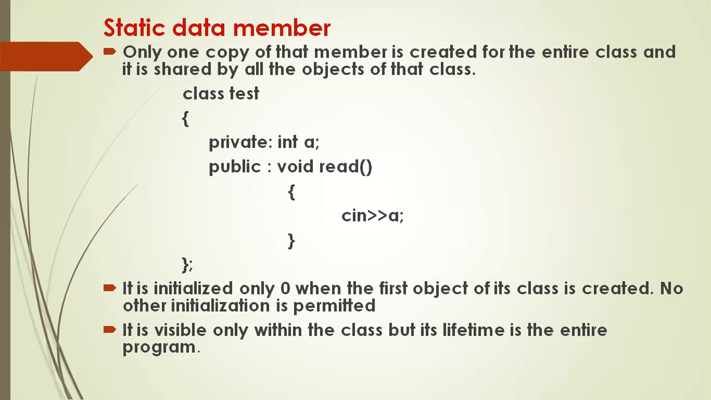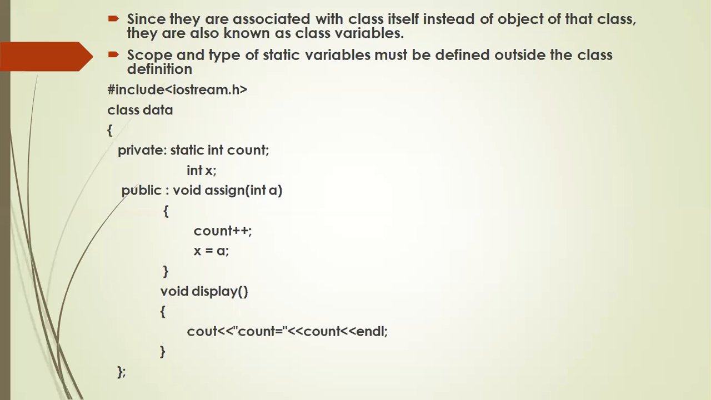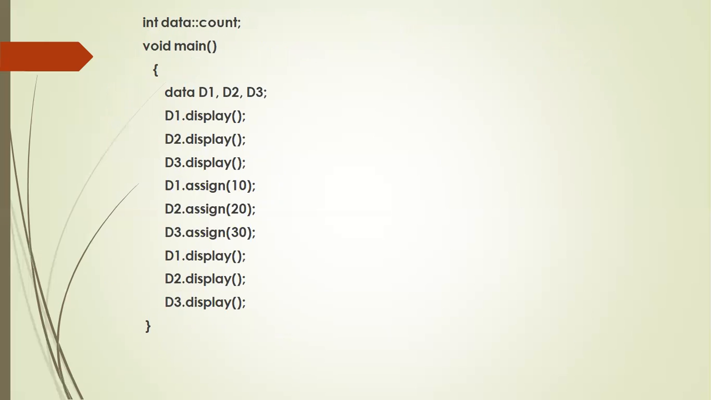So the complete output for this function will be: when you call the display function the first time with D1, D2, D3, it will be 0, 0, 0. And when you assign, D1 dot X becomes 10, D2 dot X becomes 20, D3 dot X becomes 30. When you call the display function again with D1 dot display, D2 dot display, and D3 dot display, within the display function you are displaying the value of count only, which now becomes 3. So your output will be 0, 0, 0, followed by 3, 3, 3. That's all.